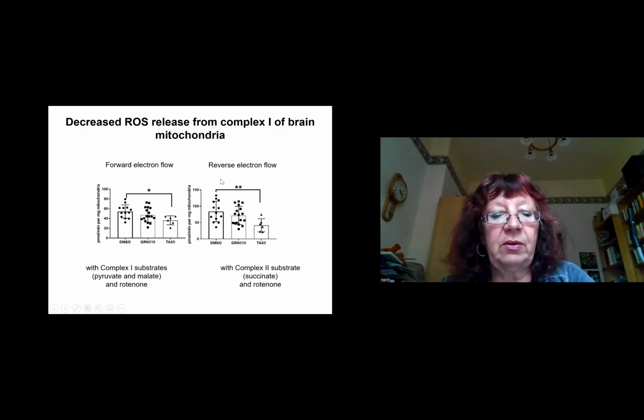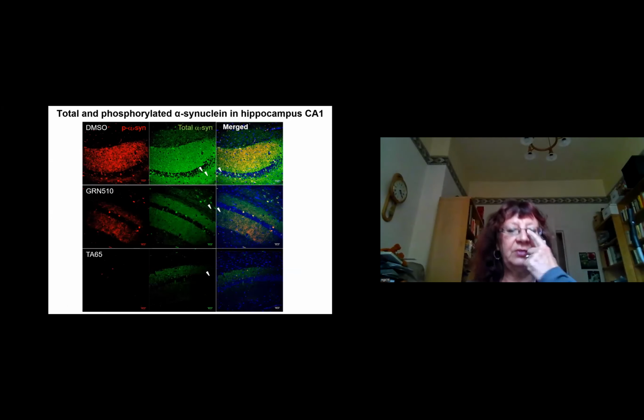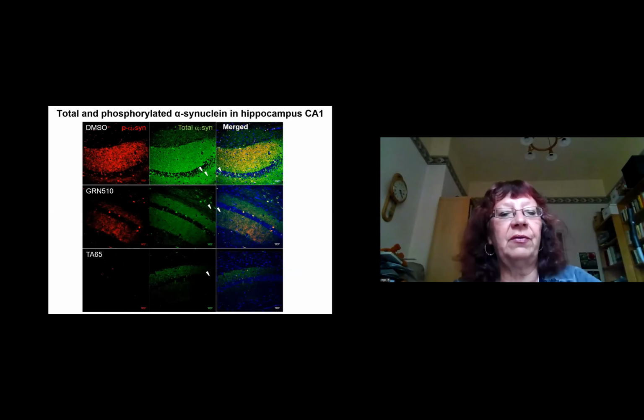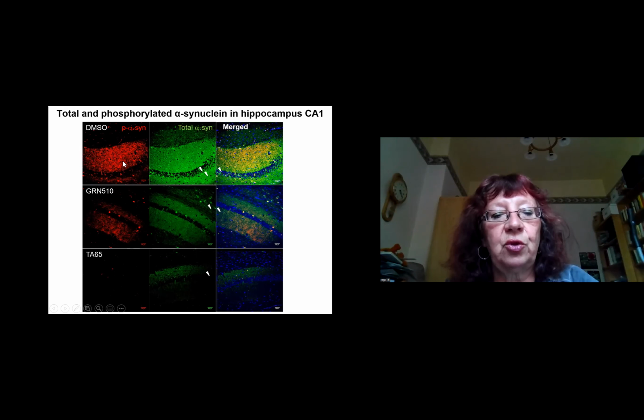So we think that the mitochondrial effect is not the underlying mechanism for the beneficial effects we saw in the movement and in the gait experiments, because we often see beneficial effects of the GRN 510, but we don't see it here. So we looked for other mechanisms. But first, what we did after we sacrificed those animals, we looked into the amounts of alpha-synuclein. So the green here is total alpha-synuclein. It's in CA1 of the hippocampus. The phosphorylated is shown in red.